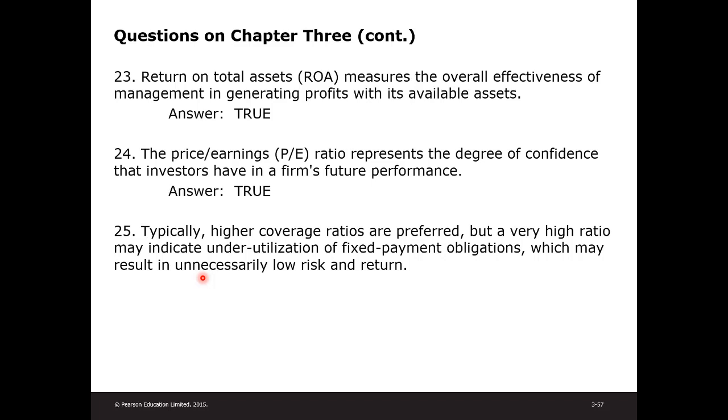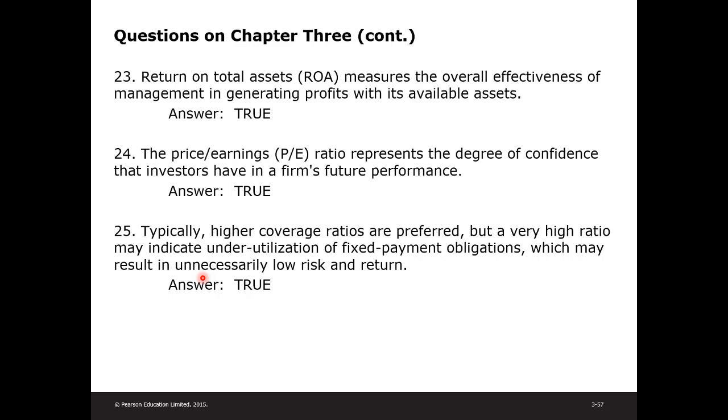Okay. Typically, higher coverage ratios are preferred, but a very high ratio may indicate underutilization of fixed payment obligations, which may result in unnecessarily low risk and return. This is true, because this means that the company does not rely on debt enough, which can be a benefit, because the cost of debt is lower than the cost of equity. So the company needs to balance between debt and equity in order to maintain its operation effectively. So this is the last question for chapter 3.